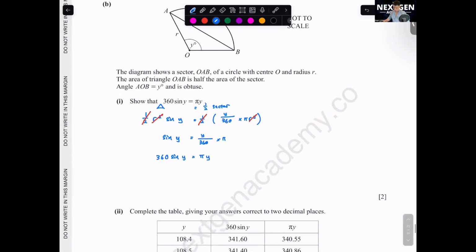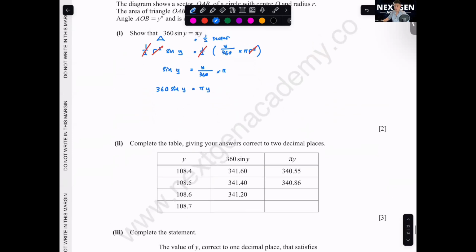Okay. Now, let's go to question 2. Complete the table, giving your answer correct to 2 decimal places. So you all sub in the value of y. When y equals this, you find what 360 sine y and pi y are. This one just use your calculator. So here we get 341.18 to 2 dp, 341.00, 341.49.